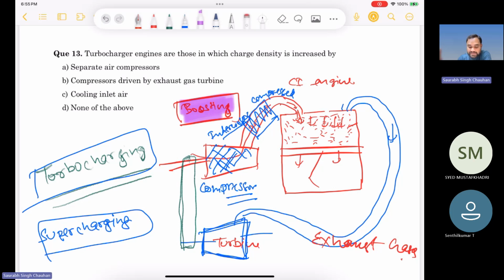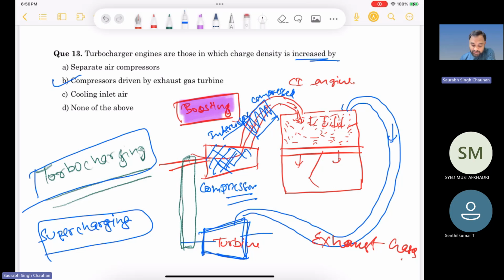So I hope the background is clear. Now let us move to the question. The question was saying turbocharging engines are those in which charge density is increased by option A, separate air compressor. So yes, an air compressor is there. Option B, compressors driven by exhaust gas turbine. And option C, cooling the inlet air. None of the above. So the most accurate option should be option B.